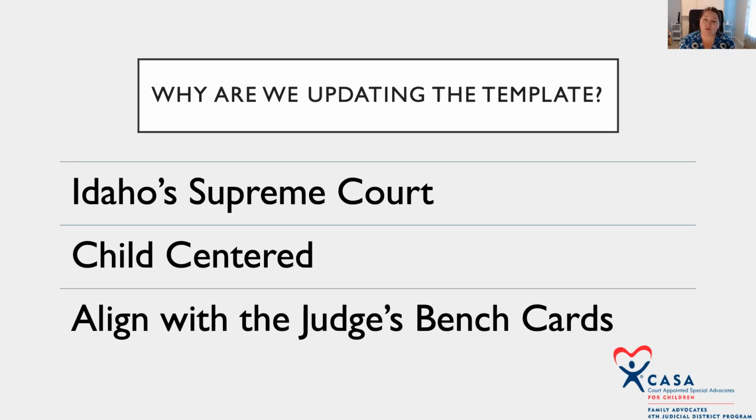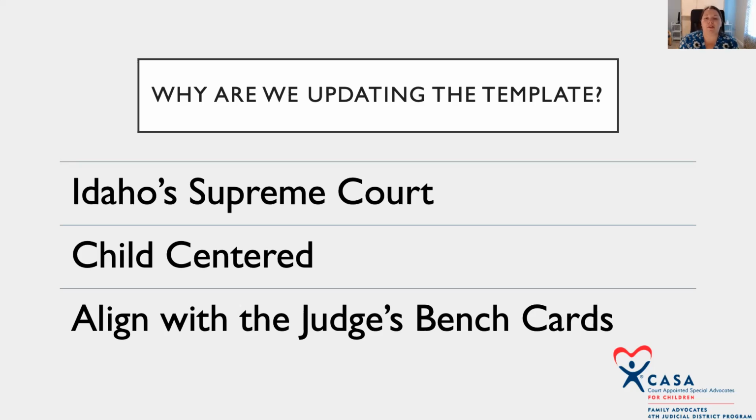One big change that you'll notice right off the bat is that the report is more child-centered. Previously, when using these report templates, the recommendations and concerns of the guardian ad litem would come at the very end. In this new report template, they are the first thing that the judge will read. All of the concerns are front and center, the recommendations are front and center, and the child's expressed wishes are also mentioned right off the bat.